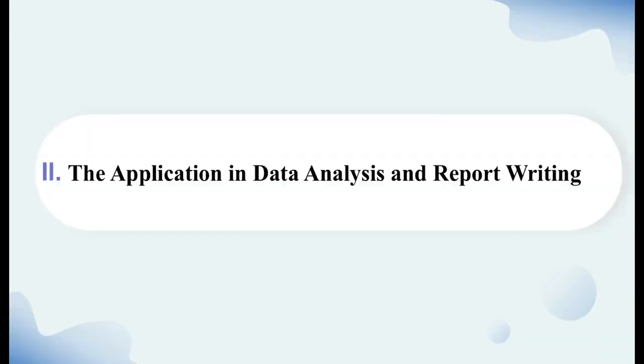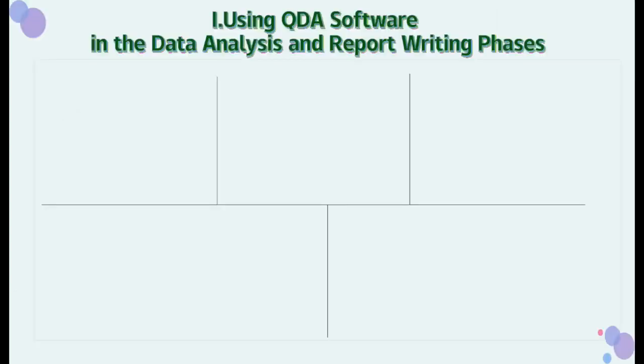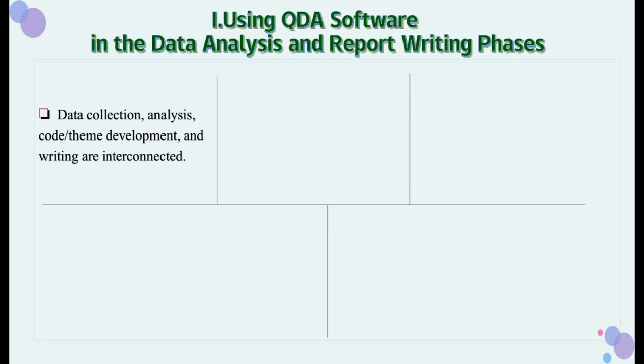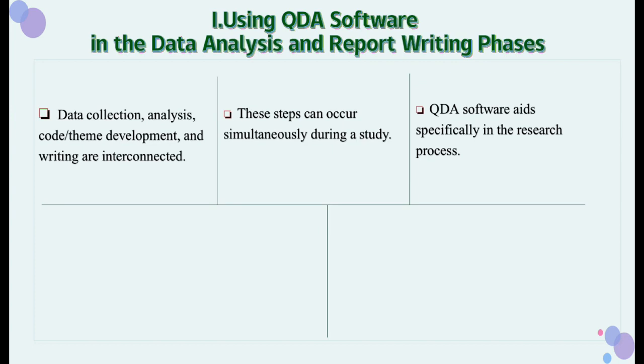2. The application in data analysis and report writing. Firstly, I'm going to introduce using QDA software in the data analysis and report writing phases. The processes of data collection, data analysis, code and theme development, and writing are all interactive processes. You may be engaged in all of these steps simultaneously as you conduct your study. It is helpful, however, to consider where QDA software aids specifically in the research process.